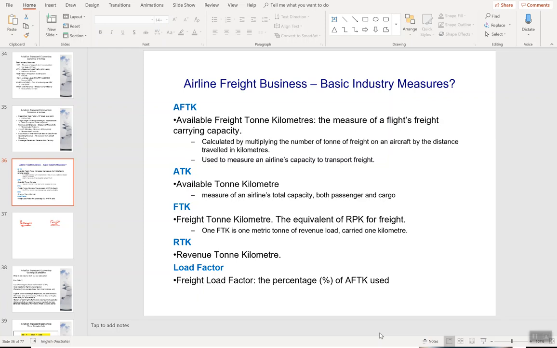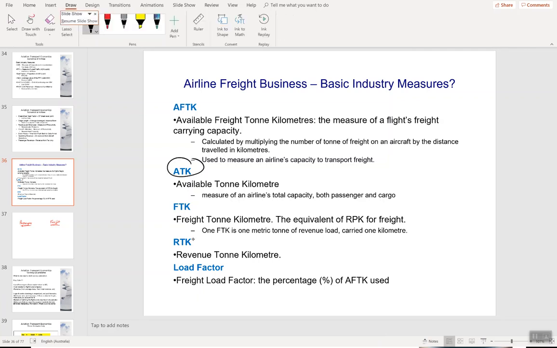Okay, I just wanted to do a quick video on freight and some of the KPIs. I've had a couple of questions, people asking what ATKs are and what FTKs and RTKs, etc., and what that kind of means. Go through this.